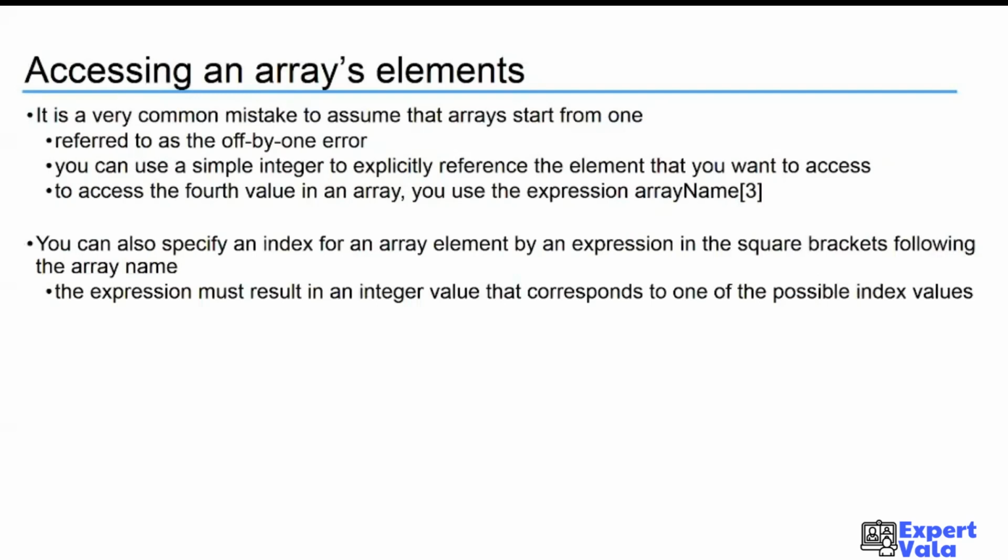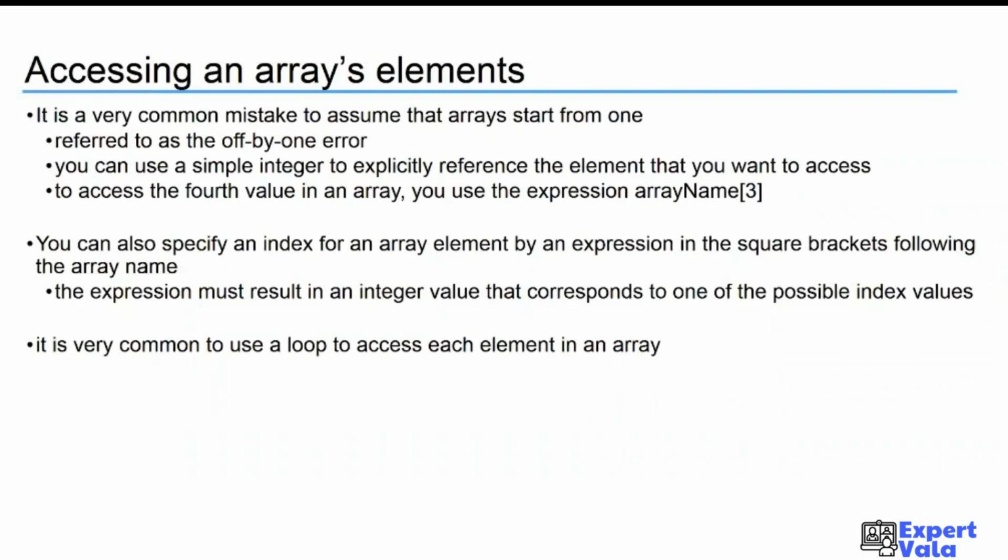You can also specify an index for an array element by using an expression. So you don't only have to use a number. You can use an expression in square brackets following the name as well. However, the expression has to result in an integer value that corresponds to one of the possible index values. So if you have an array of size 10 and you use an expression, that expression has to evaluate to any number from 0 to 9. It's very common also when you are storing elements in an array to use a loop to access them. And we are going to go through an example of that as well.